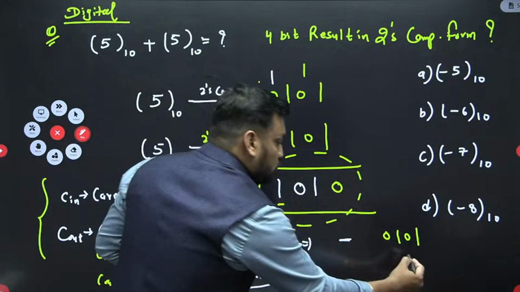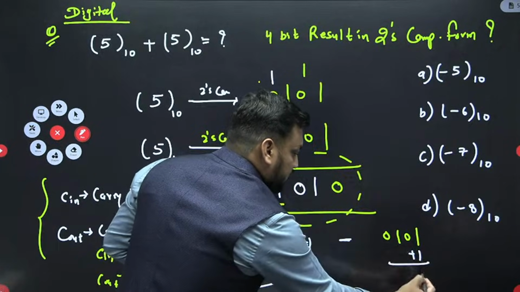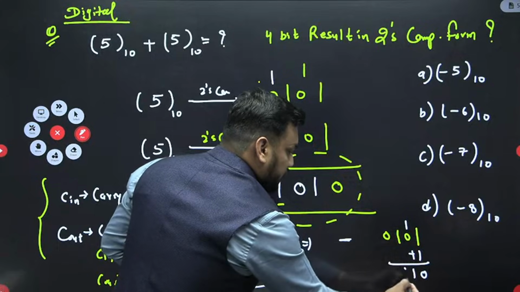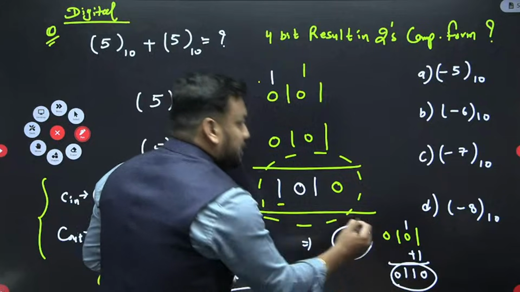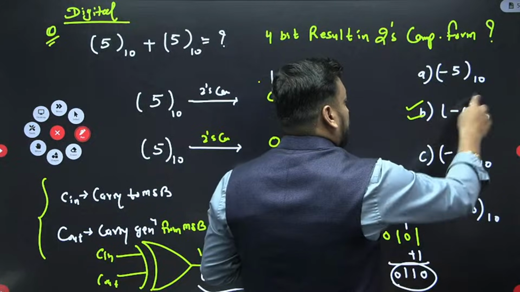And because it is 2's complement form, you need to add plus 1. So 1 plus 1 is 0, carry 1. Here is 1, here is 1, here is 0. So don't you think it is 6 here? Minus 1 is already there, so it is minus 6. And minus 6 means option number B, for Bombay, is the only correct answer.